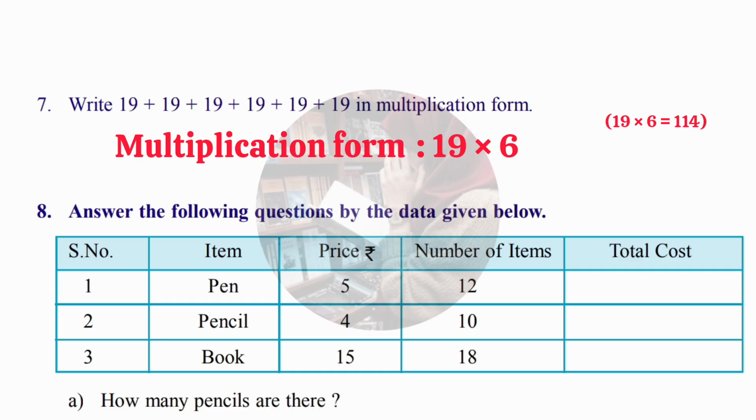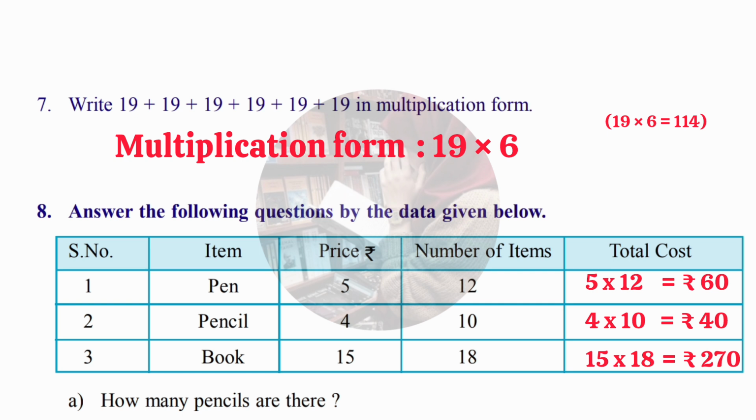Let's see. So the first item is pen. Cost of each pen is 5. So number of items, how many pens are there? 12. Now we have to find out the total cost of 12 pens. So 5 multiplied by 12 is equal to 60 rupees. Next item is pencil. Cost of one pencil is 4 rupees. How many pencils are there? 10. So total cost of pencils is 10 fours, 40.